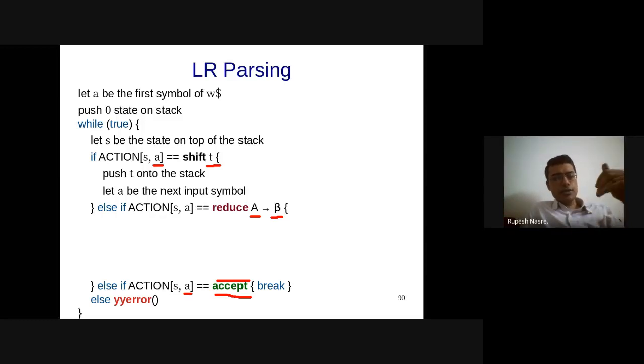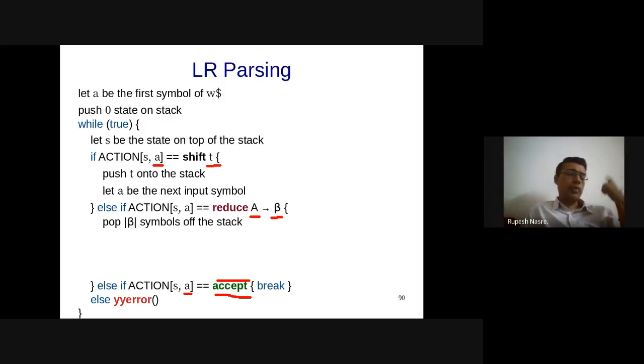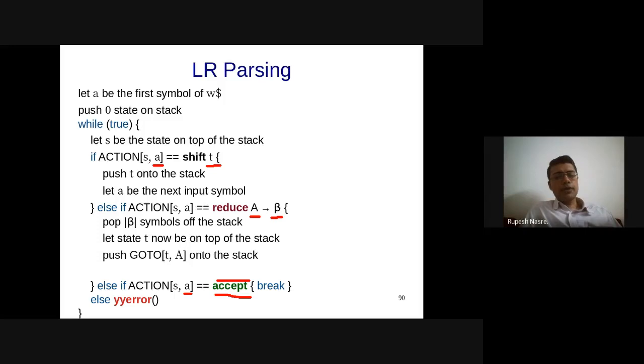Right? If it is a reduce, then I need to pop the symbols corresponding to beta. The length of beta is going to tell me how many symbols to pop from the stack. And once I have popped them, I need to go to the previous state. So after something like T star F, we went all the way back to I0, right? So that I0 I need to go to, and then apply on that non-terminal capital A the go to. So let the state on top of the stack be T, which was I0, or 0, in our case. On that, on A, I am going to apply the go to, right?